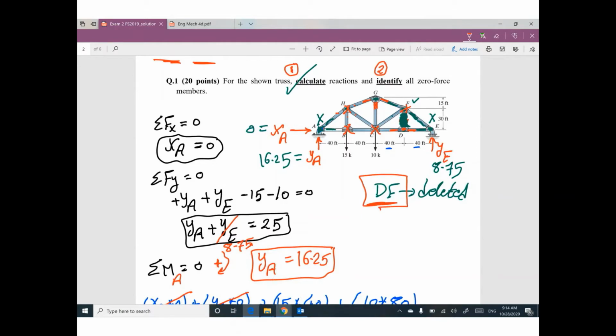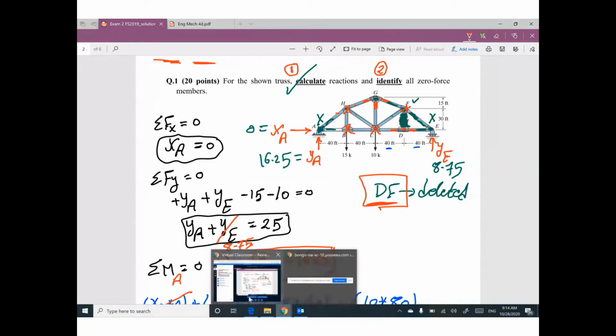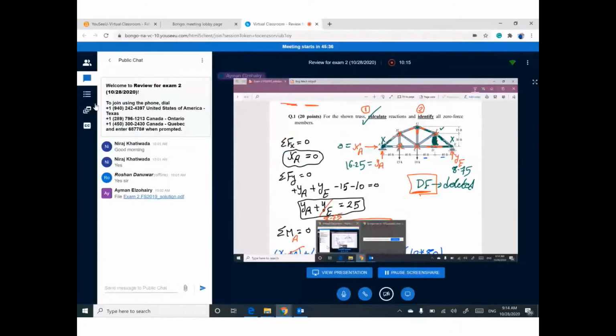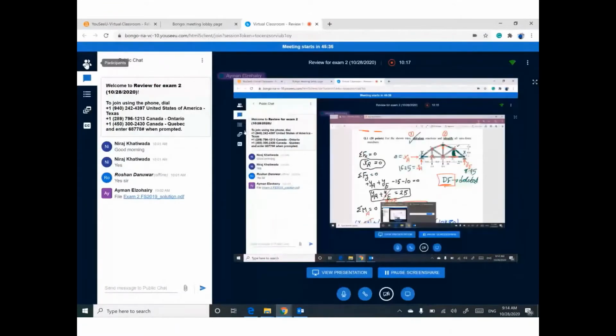Nothing else. So the first problem, I'm talking about last year. The first problem, I'm asking for reactions and identify all 0 force members. You are lucky, the only member which is 0 force member is only one member, DF. Guys, do you have any questions so far?